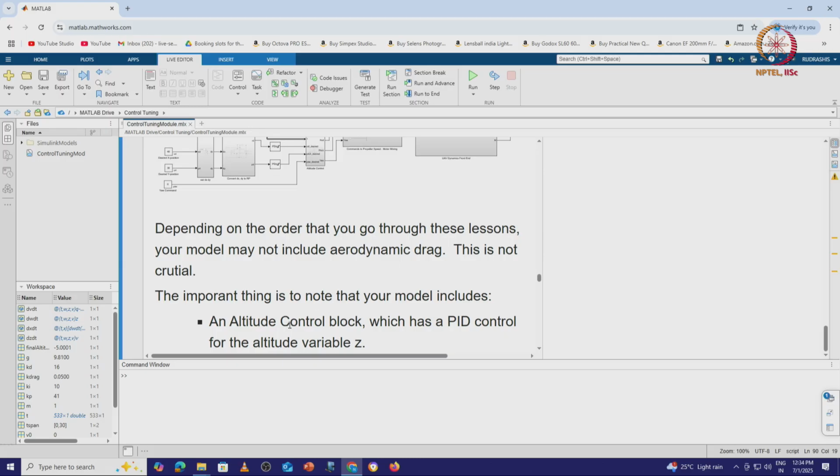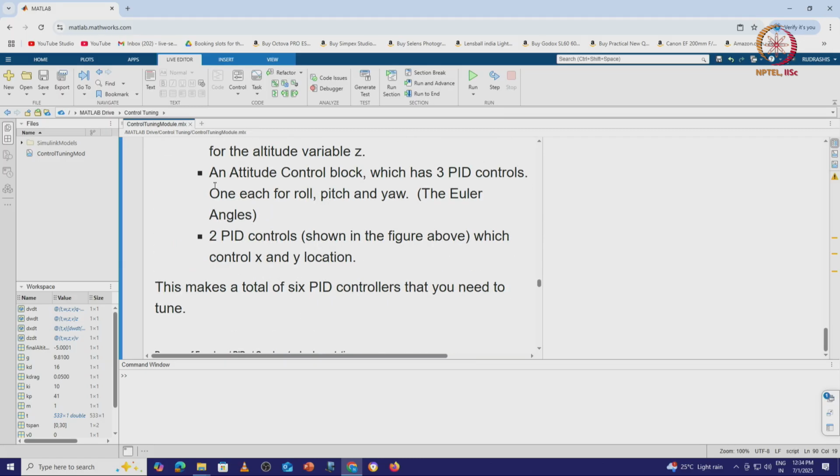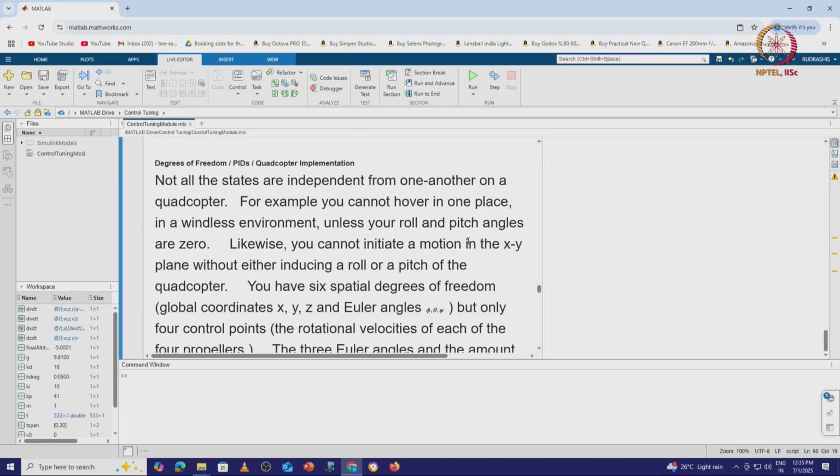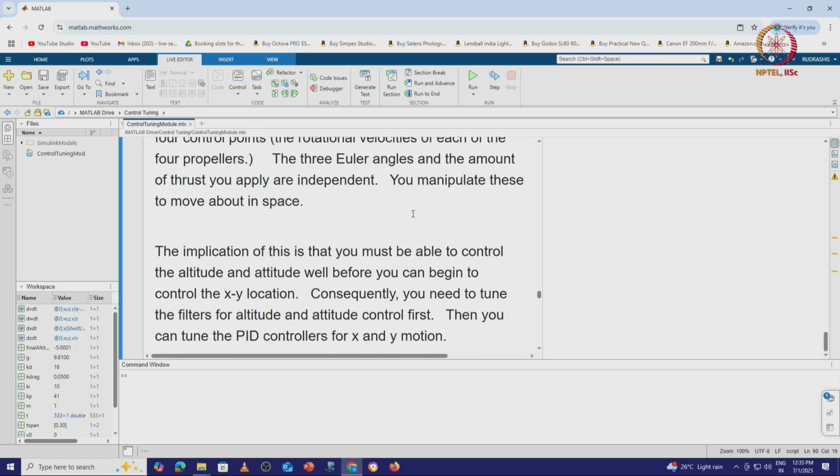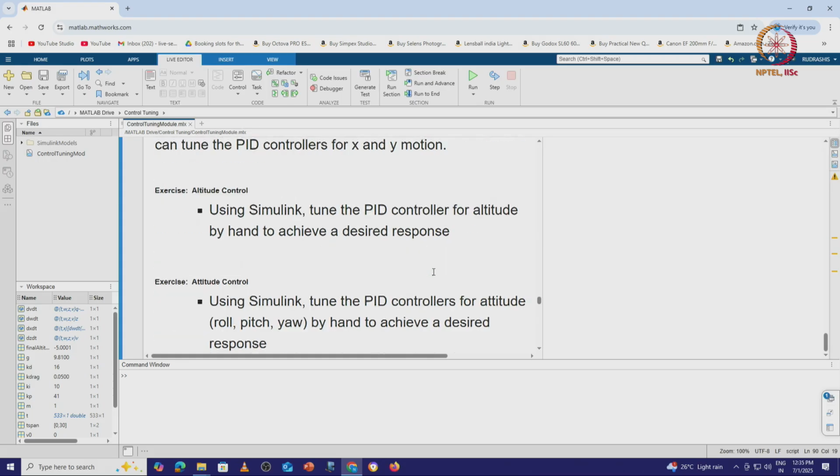In the attitude block, we have a PID, right? There are 3 PID controls for roll, pitch and yaw, and 2 PID controls for X and Y. Totally you have 6 PID controllers. You can fine tune each and every one of them based on the response that you are looking at, right? Remember, not all states are independent from one another in a quadcopter, right? You cannot hover in one place in a windless environment unless your roll and pitch angles are 0, right? So you have to understand how these states of the system are combined. You need to fine tune your PID, right?